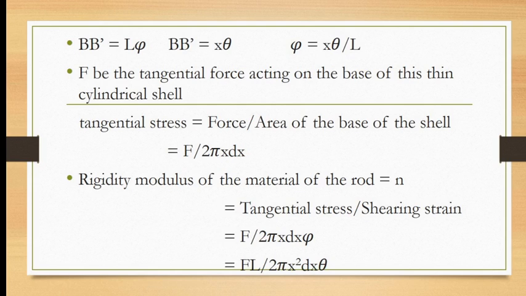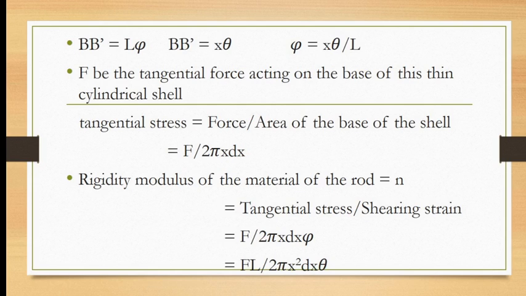Now let F be the tangential force acting on the base of the thin cylindrical shell. So we had considered a shell having radius x, thickness dx and length capital L, and the tangential force acting on the base of this shell is considered as F. So the tangential stress is force per unit area, that is, area of the base of the shell. So force is F. Now how will we calculate the area?